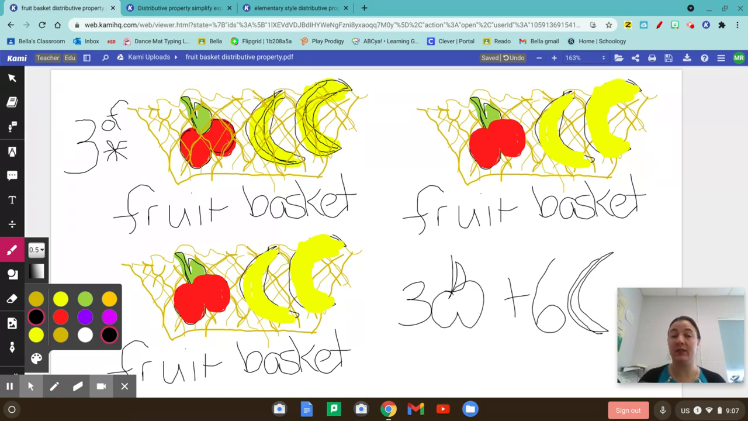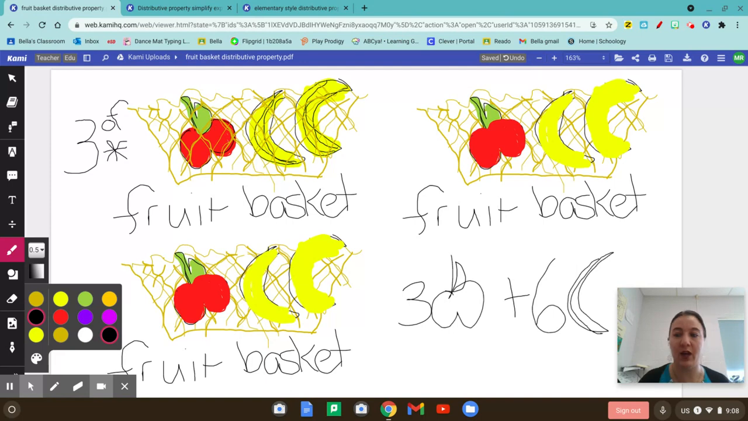Okay? They're the same thing. Distributive property is writing something that's equivalent. 3 fruit baskets is the same as 3 apples and 6 bananas. So if I was to undo all that, well, let's see.